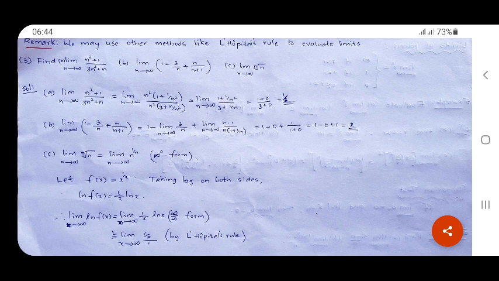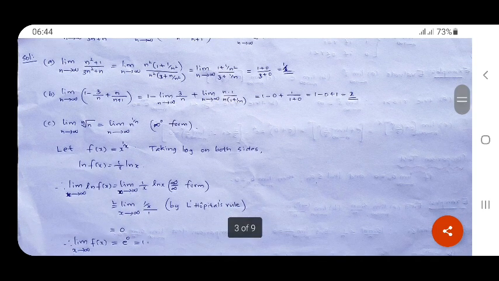So f of x is equal to x raised to 1 by x, taking log on both sides. Log f of x is equal to 1 by x into log x. So limit x tending to infinity log f of x is equal to limit x tending to infinity 1 by x into log x, that is equal to limit x tending to infinity log x by x.